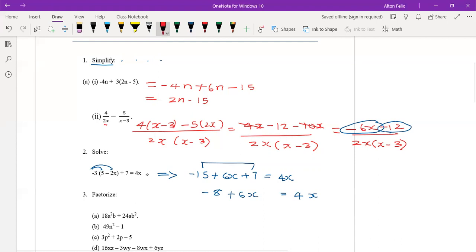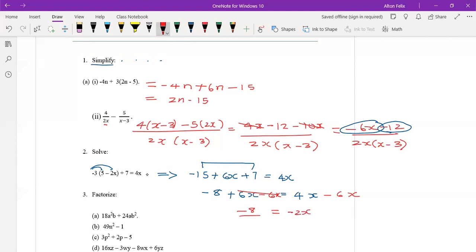So it means that we need to bring all our x's together on one side. So we need to eliminate this x here. So we could minus 6x here. And we need to do the same thing to maintain the equality on both sides. So this will cancel out. So we're left with minus 8. And 4x minus 6x will be minus 2x.